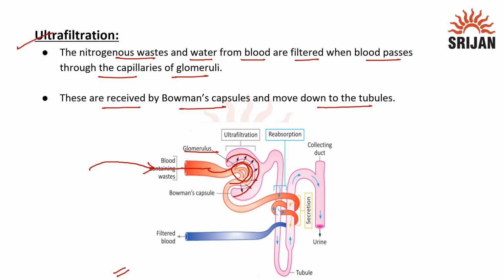the tubule. So here we can see the filtration will take place at this region, which is the glomerulus, from where the nitrogenous waste and water will enter this Bowman's capsule, and then it will pass through the tubules.